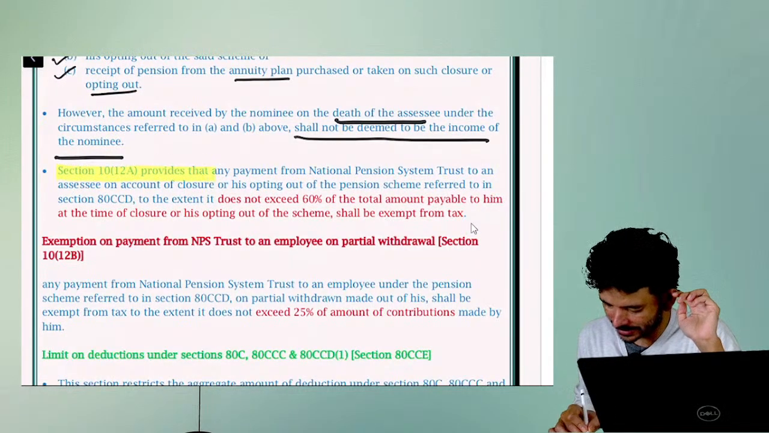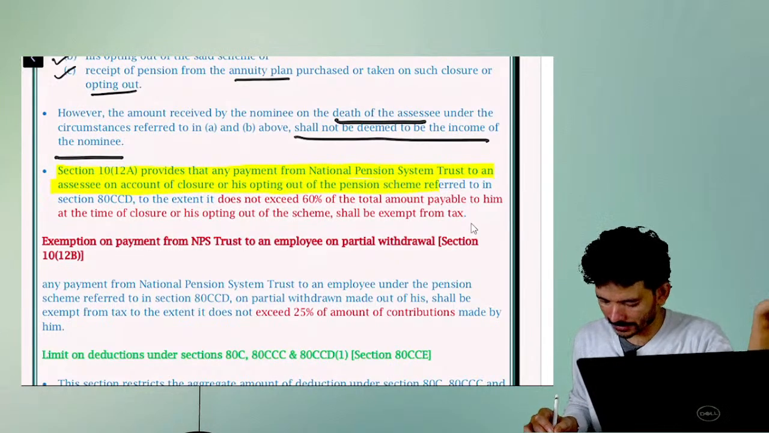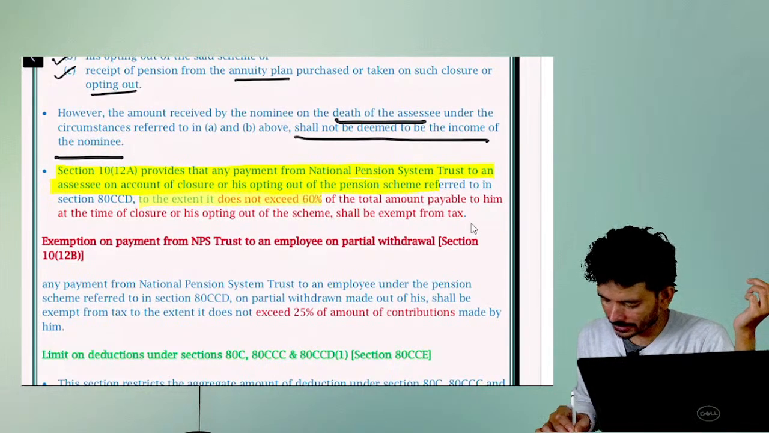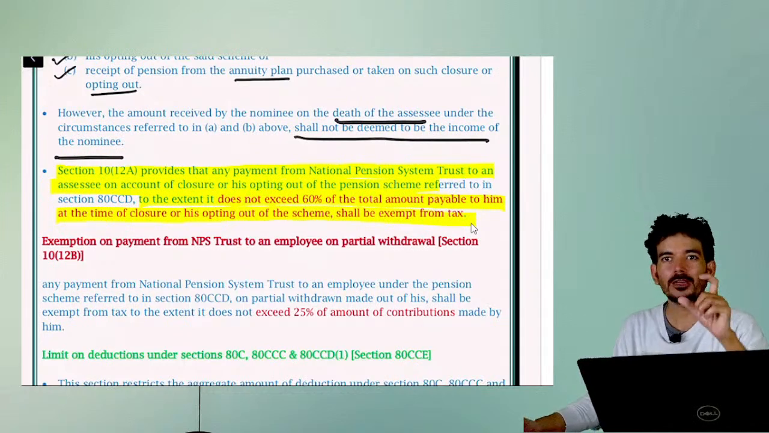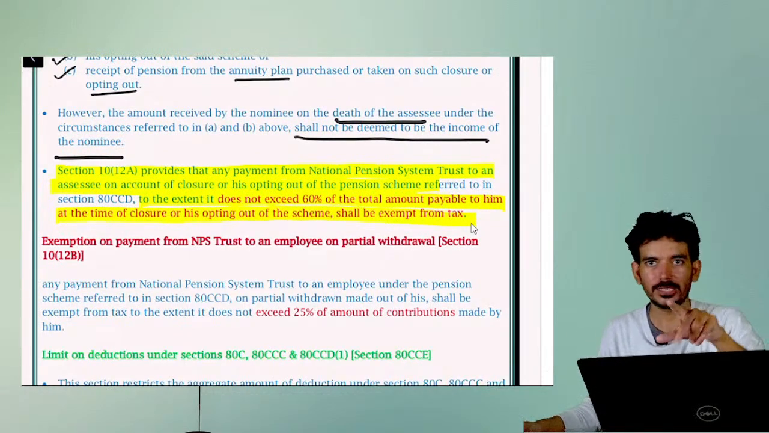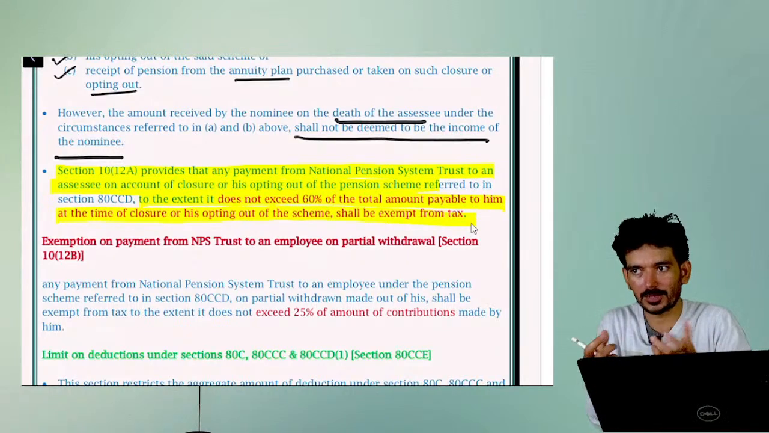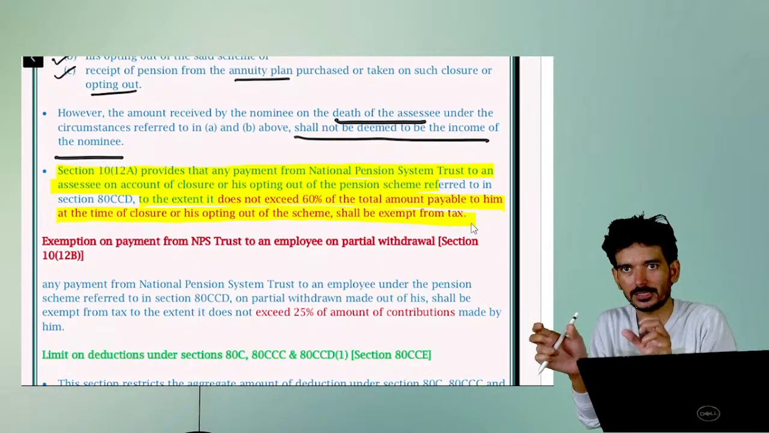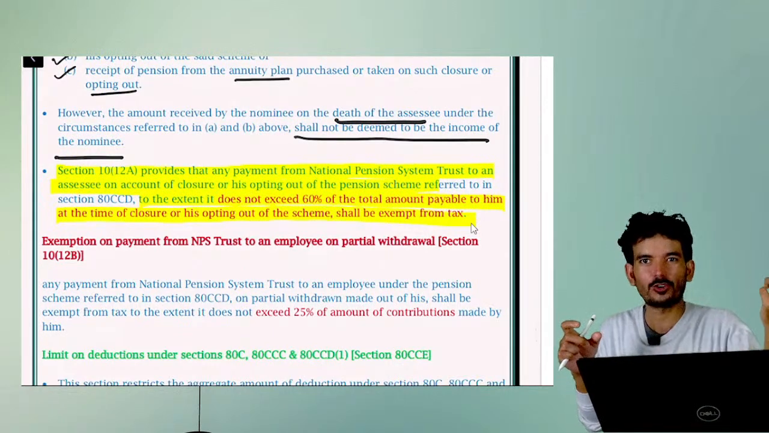Section 10(12)(a) provides that any payment from National Pension Scheme Trust to an assessee on account of closure or opting out of the scheme and going to another scheme, to the extent it does not exceed 60% of the total amount payable to him at the time of closure or opting out of the scheme, shall be exempt. So you remember this composite income of agricultural. When you are doing agricultural and again business, 60% is agricultural, only 40% you will pay tax.